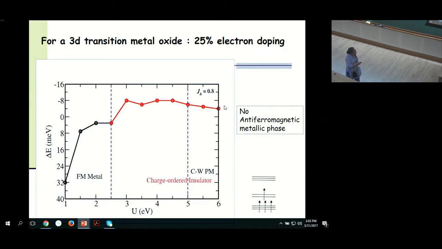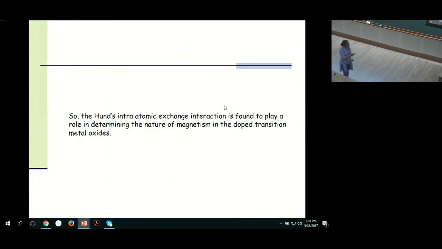A CW paramagnet, because we find various solutions which have the same energy. Various magnetic solutions have pretty much similar energy, and so we call it a Curie-Weiss paramagnet. So now, we had more surprises, okay.